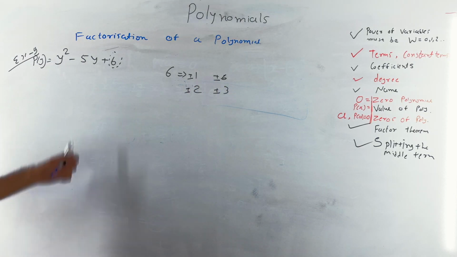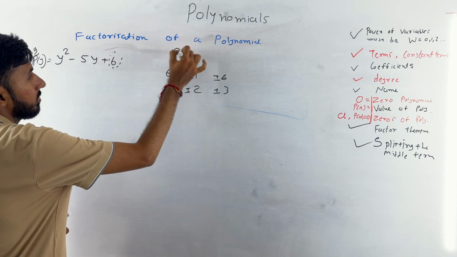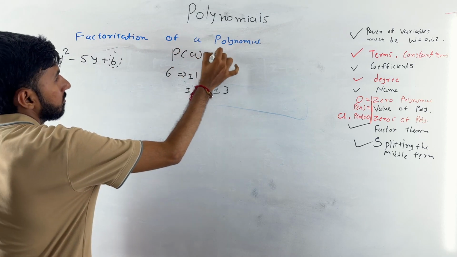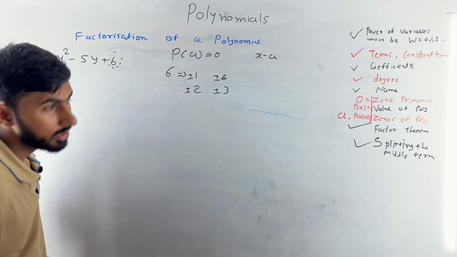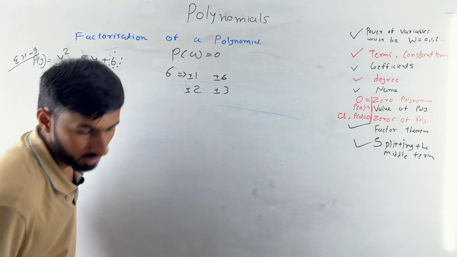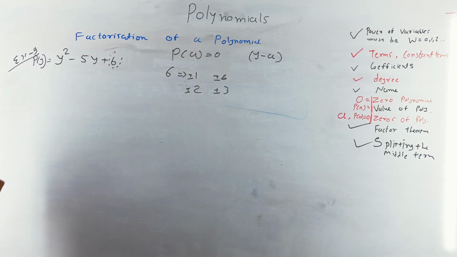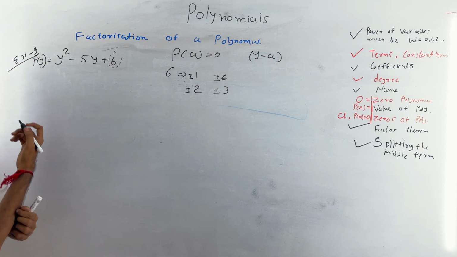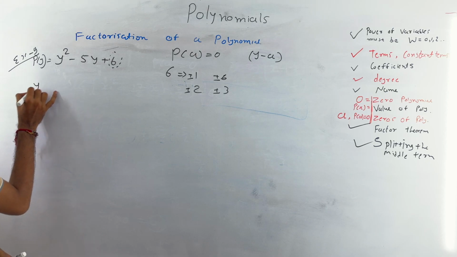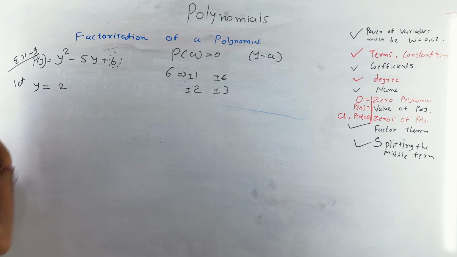Now to apply factor theorem, I have to find P of A equal to 0, then x minus A is a factor. Here I have y, so I have to write y minus A is a factor for the polynomial, right? Now to find such A, such that P of A is equal to 0, by trial and error method, let us take y equal to plus 2. Let y be equal to plus 2.